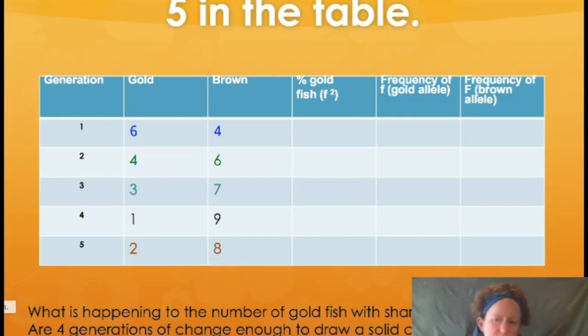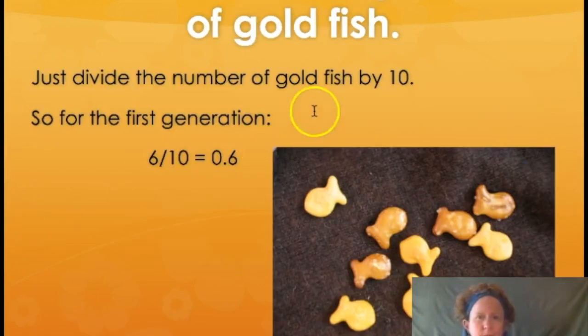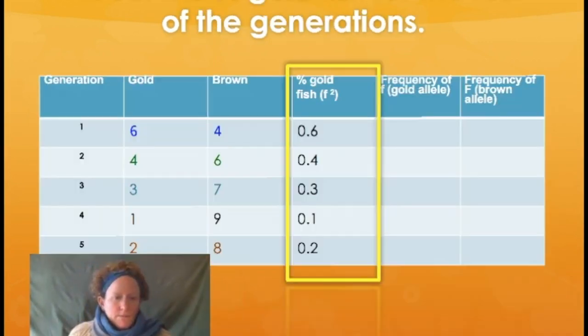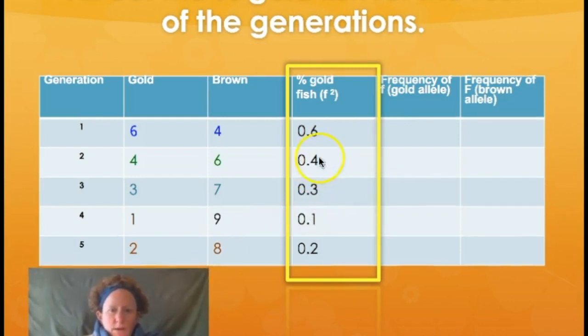Now we're going to calculate the percentage of goldfish. So if we have 6 out of 10, that's 0.6. So when we fill in the table, we're just going to take how many goldfish and divide it by 10 because that was the number of fish in our sample. So you can see I already did the math for you. 6 divided by 10 is 0.6. 4 divided by 10 is 0.4, and I filled in the rest of those numbers. And you can pause and do the same.